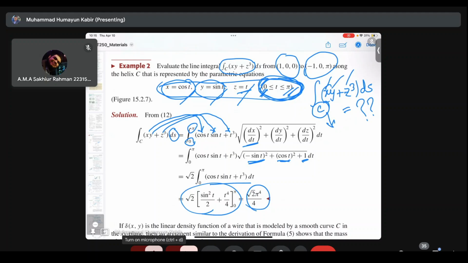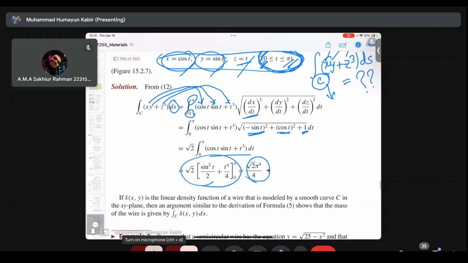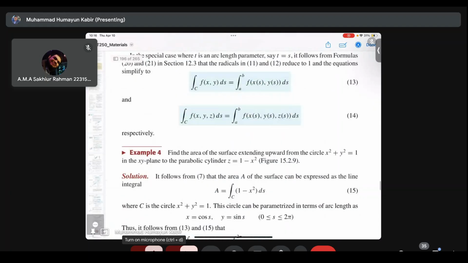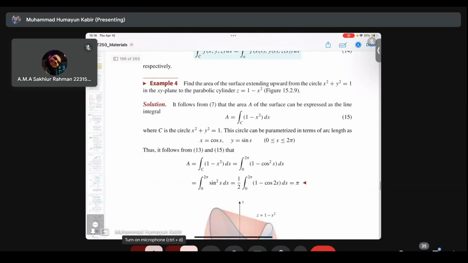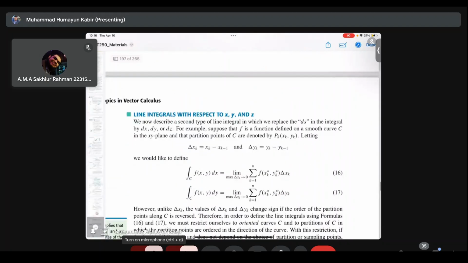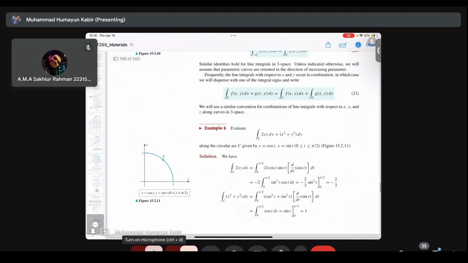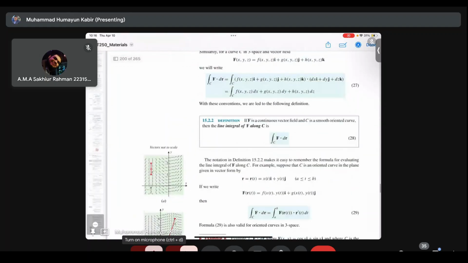Understood? Of course, I will show one problem from the exercise, but here I just wanted to show the whole process to evaluate a line integral. Is that okay? Understood? Or any question? No question?